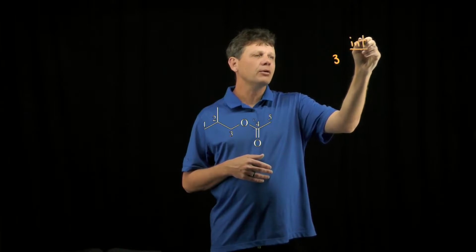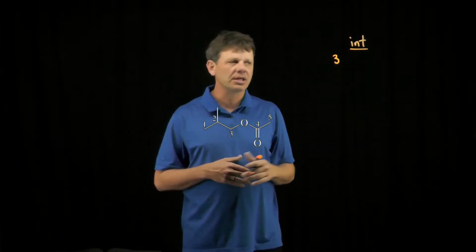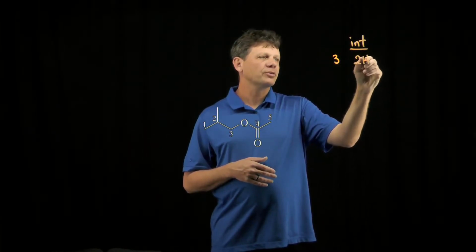What we first want to look at is how many hydrogens are at carbon 3. That's going to be what the peak would integrate to. So we have 2 hydrogens at C3, so it's going to integrate to 2.